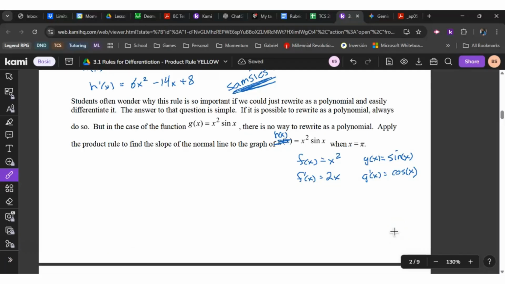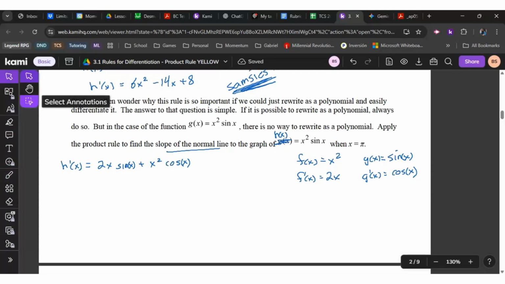So we're going to apply product rule, and then we're going to find the slope of the normal line when we're done. First, we got to figure out what the actual derivative is so we can find the slope of the tangent line. So our h prime of x is going to be f prime, which was 2x, times g, sine x, plus f, which is x squared, times g prime, which is cos x. Are you all with me?